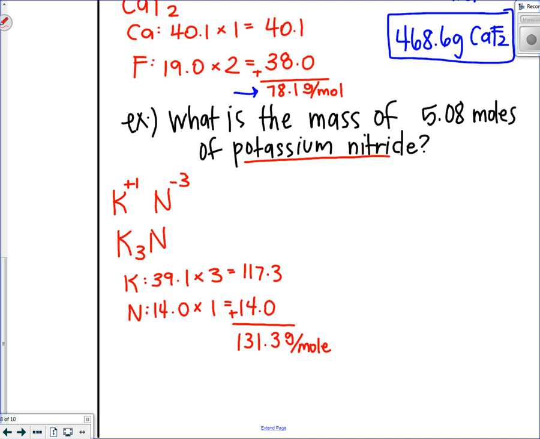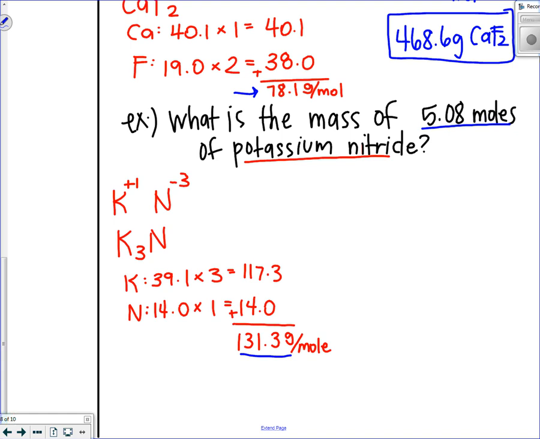We've come up with the chemical formula, we've calculated the molar mass, and now remember to convert from moles to mass, we need to multiply the number of moles by the molar mass. So looking in the problem, we have 5.08 moles. So really, just to bring some clarification to this problem, the 131.3 tells us the mass of 1 mole. So if I had just 1 mole of this substance, it would weigh 131.3 grams.